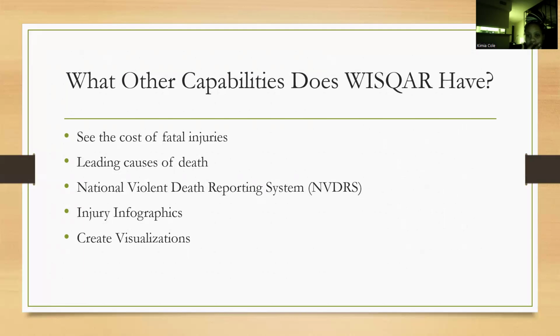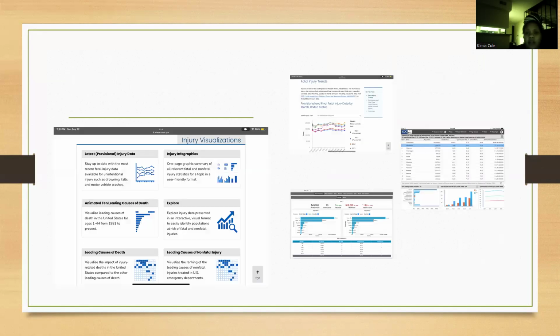What other capabilities does WISQARS have? You can see the cost of fatal injuries, leading causes of death, the National Violent Death Reporting System, injury infographics, or you could create visuals, which are charts based on whichever kind of chart you want to see, the way that you want to see the data lined up. These are different pictures, examples of what you could pull up on WISQARS. Those are just injury visualizations that you could create based on different data.